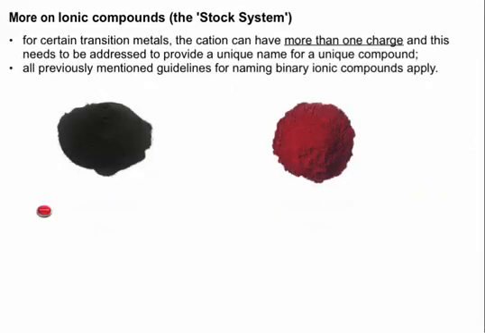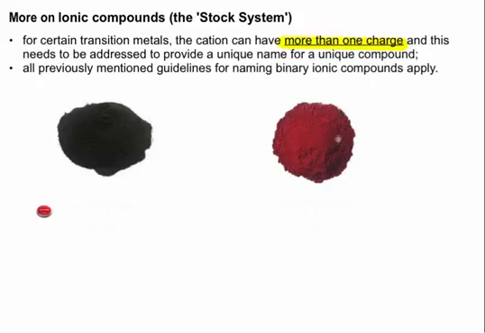Now, one other thing we have to be able to deal with is certain transition metals that have more than one charge. And this is not uncommon. You'll see this in the D block elements especially. And we have to come up with a way to address this, because what you can end up having is compounds made up of the same 2 elements that are quite different. And I have an example of that here.